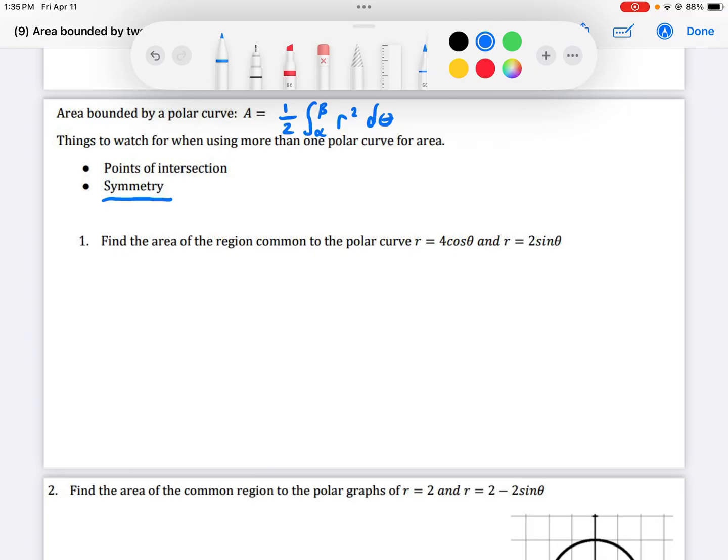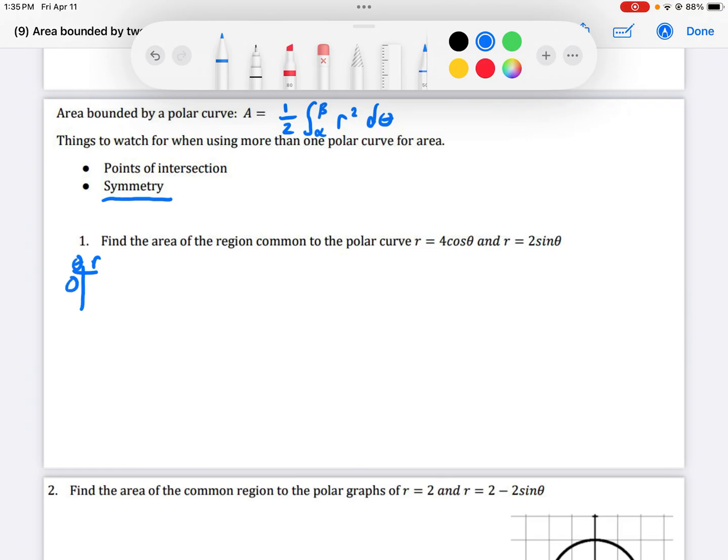Number one says, find the area of the region common to the polar curves r equals 4 cosine theta and r equals 2 sine theta. This one is calculator active, so we could just plug this into our calculator and see what it looks like, but I'm going to refresh our memory. I think it's helpful as much as possible to be plugging in thetas and understanding what that means.